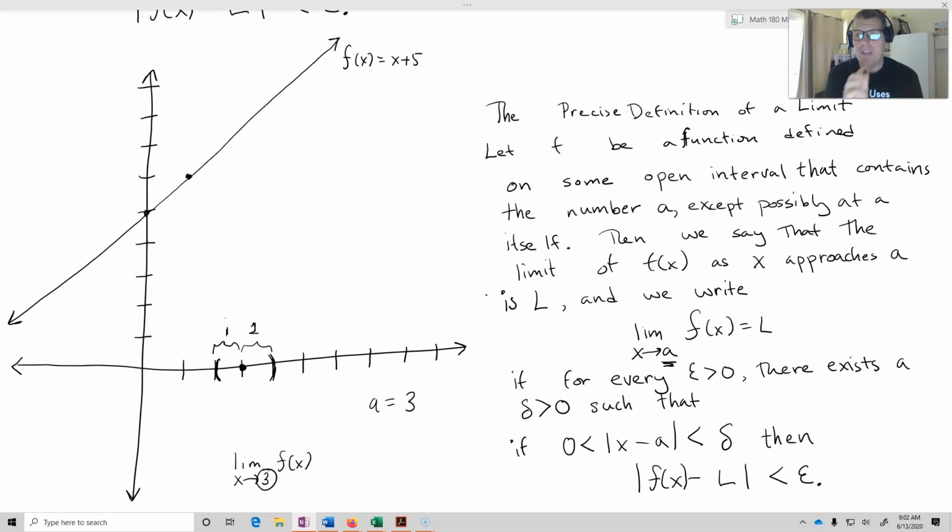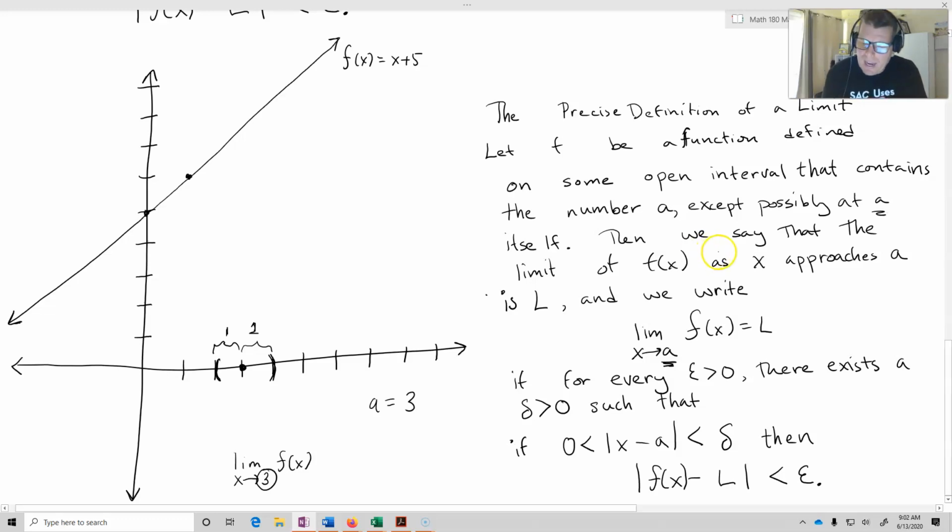Now the other thing here is except possibly at a itself. What this does is allow us to say, what if we don't have the function defined at a? We saw several limits where the function is not defined at a, but we still have a limit. We might have a hole or an asymptote, but it's not actually defined at a, so we don't actually need that.